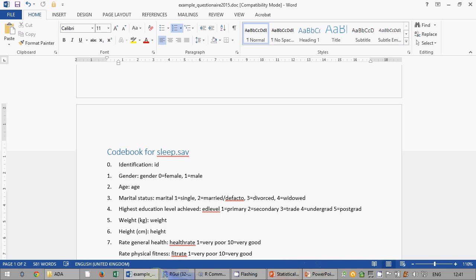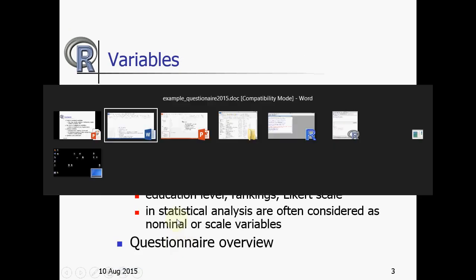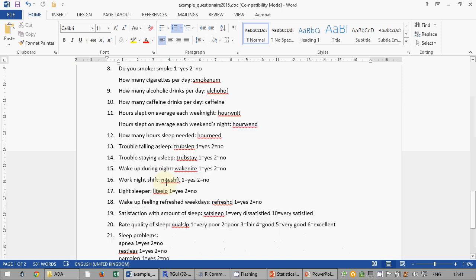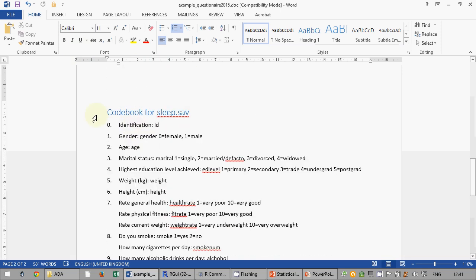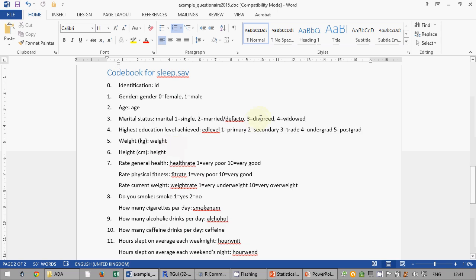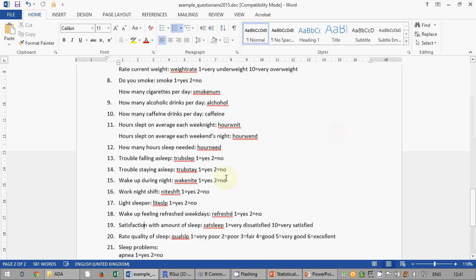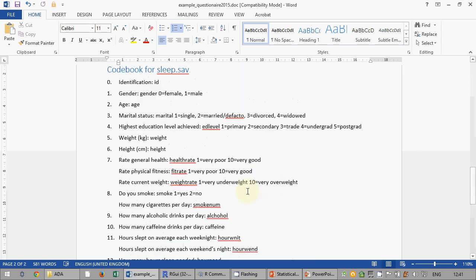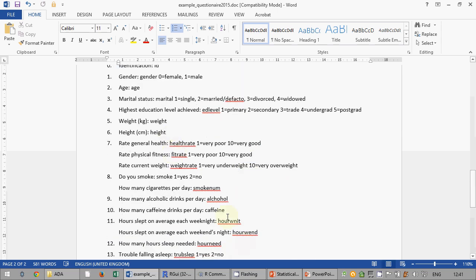So, this is an overview of the questionnaire and how we can put it into a computer format. Remember, always build the codebook. If you don't build the codebook, you will soon forget whether yes was 1 or 0, whether female was 2 or 0. This is typical. Which one was divorced, which one was postgrad. Did I start with 0? Did I start with 1? You will soon forget a lot of things, and you will especially forget the variable names.